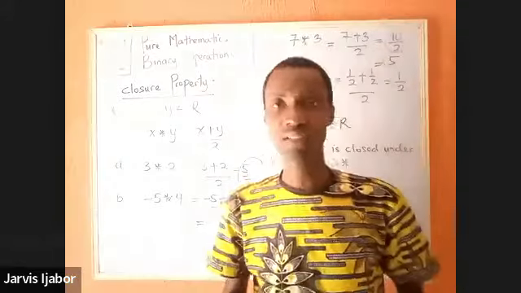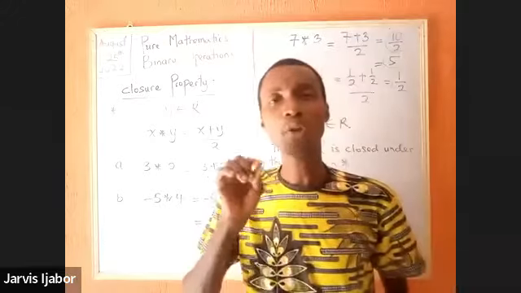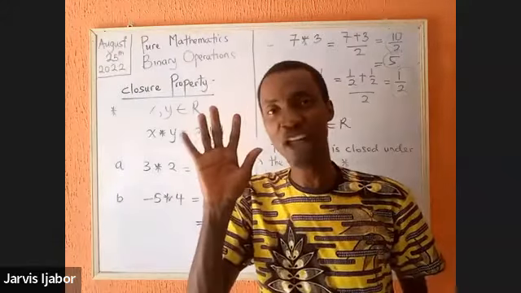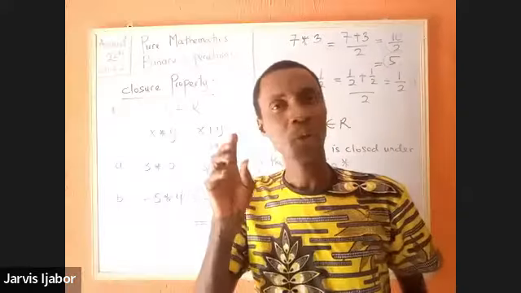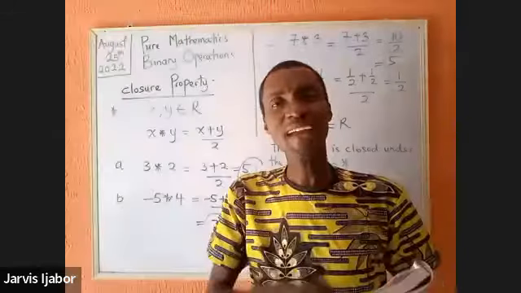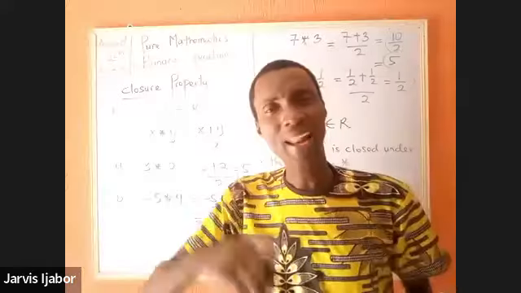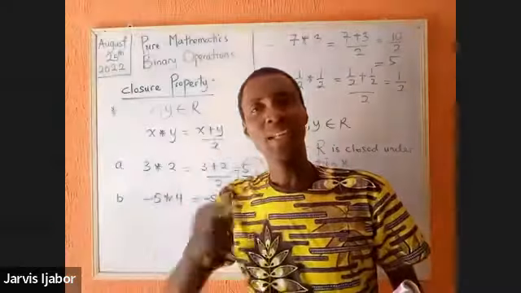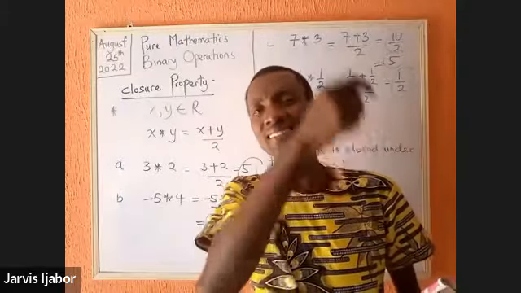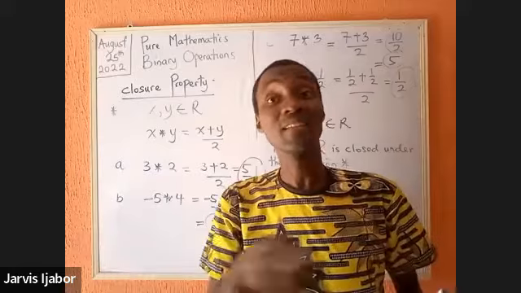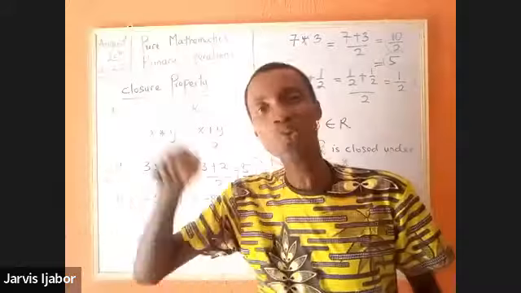So in closing this class, what's the learning point? The learning point here is this. When we talk about closure property, we said that there are about 5 or 6 properties we're going to be considering. When we talk about closure property, we mean that if I define elements in that set and I carry out an operation on them, and the answer I get is a member of that set, we say that the set is closed under that operation.